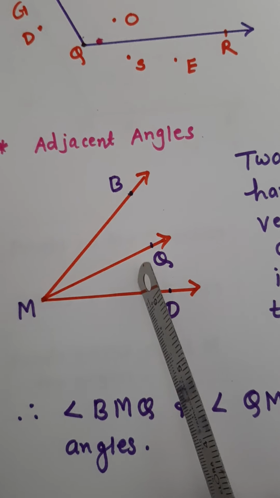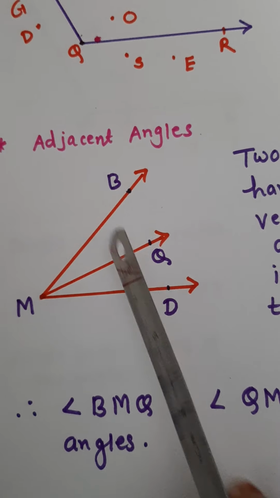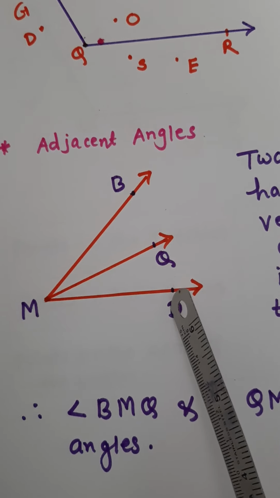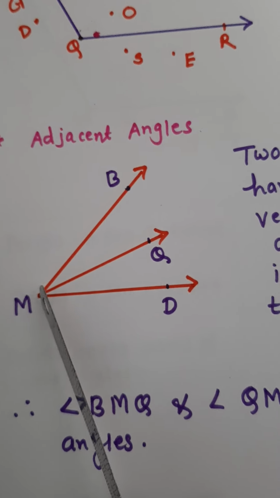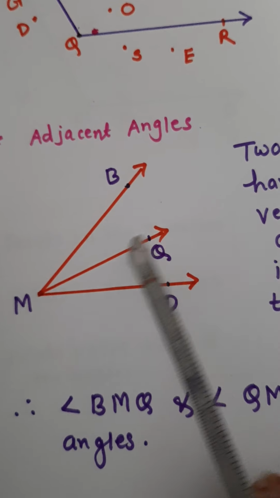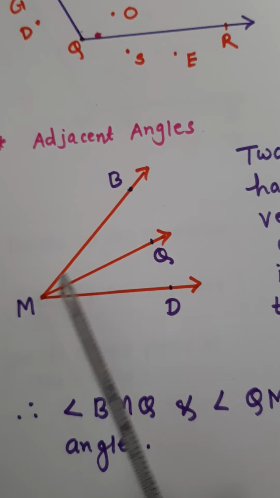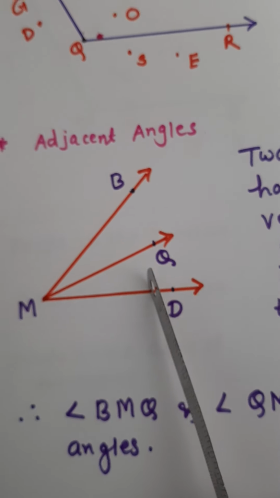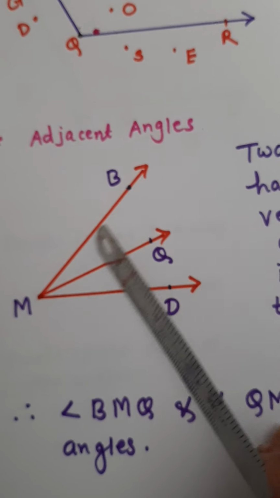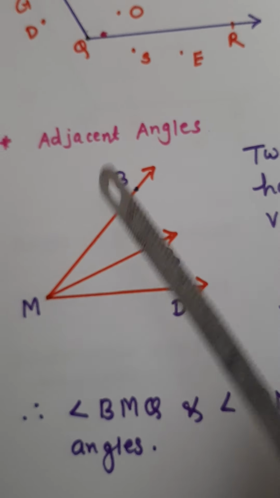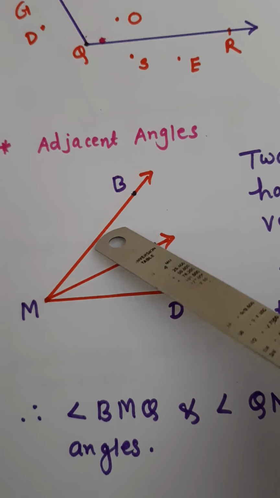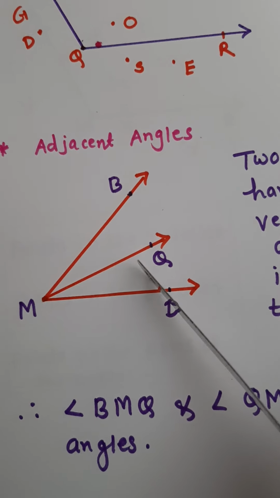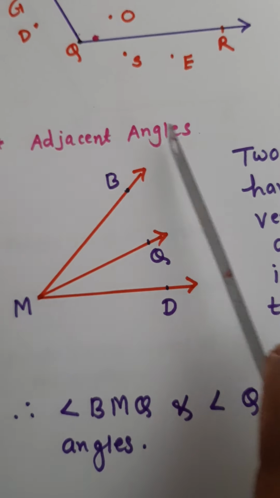Means two similarities we find in these two angles, angle BMQ and angle QMD. The vertex is the same and one arm is common. Arm MQ is an arm of this angle as well as this angle. Now observe their interior parts. Interior part of angle BMQ is different from interior part of angle QMD. These are the three conditions for angles to be adjacent angles.